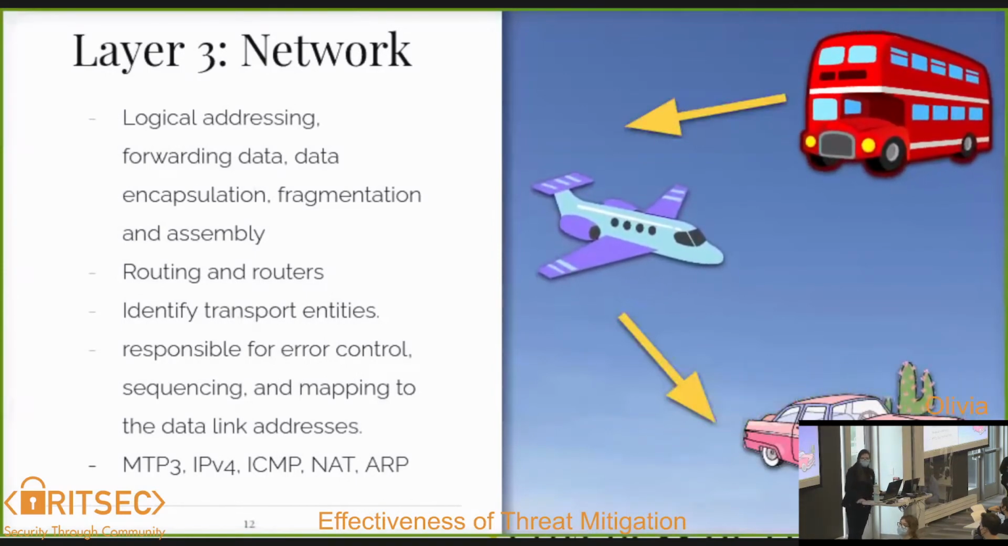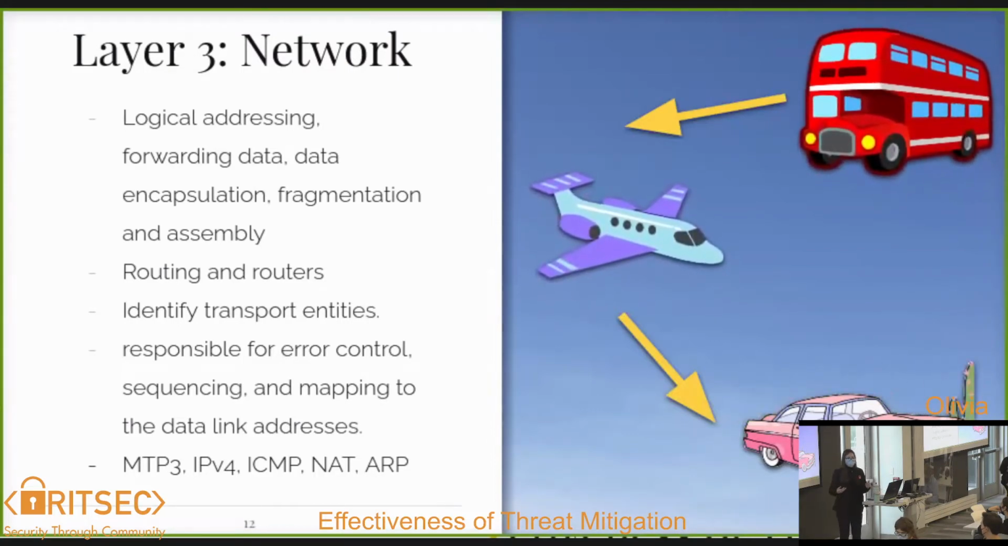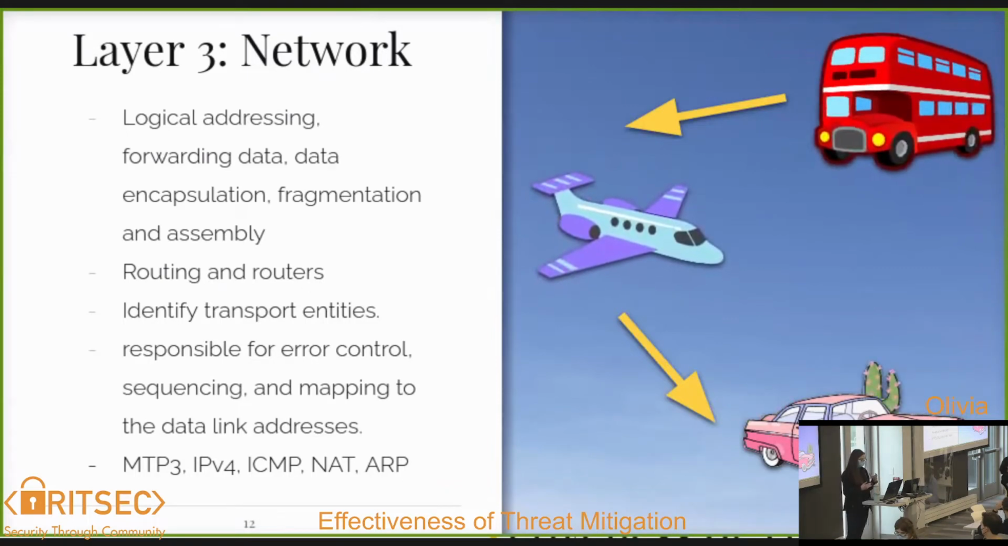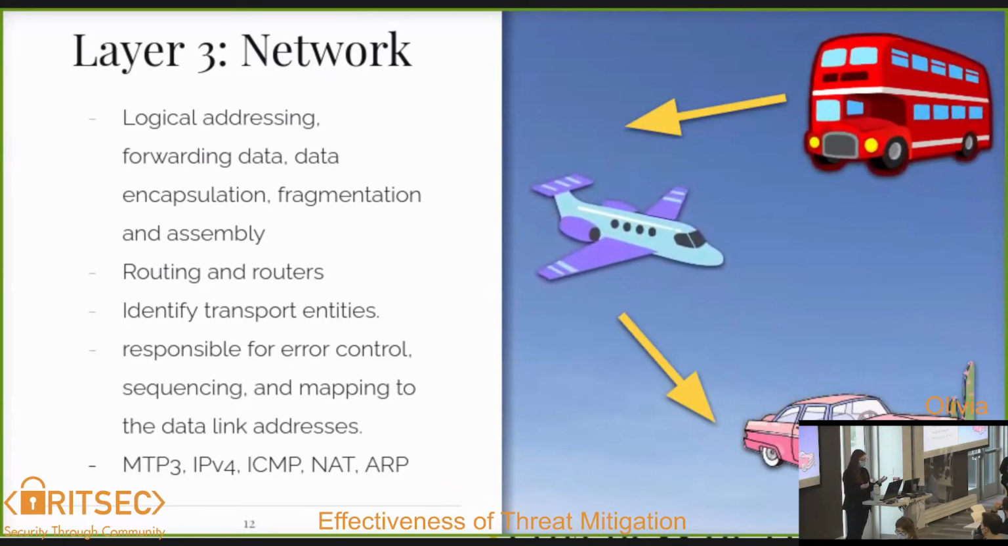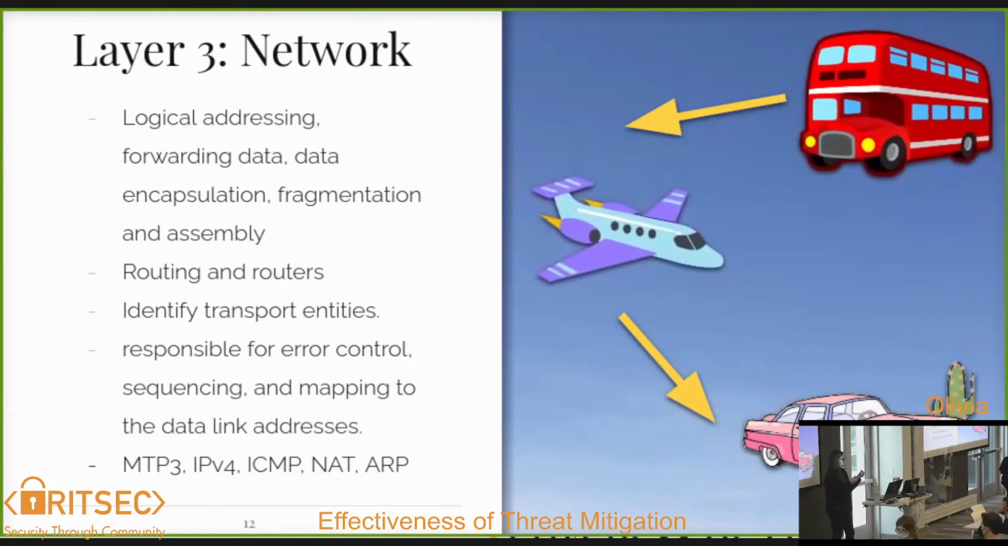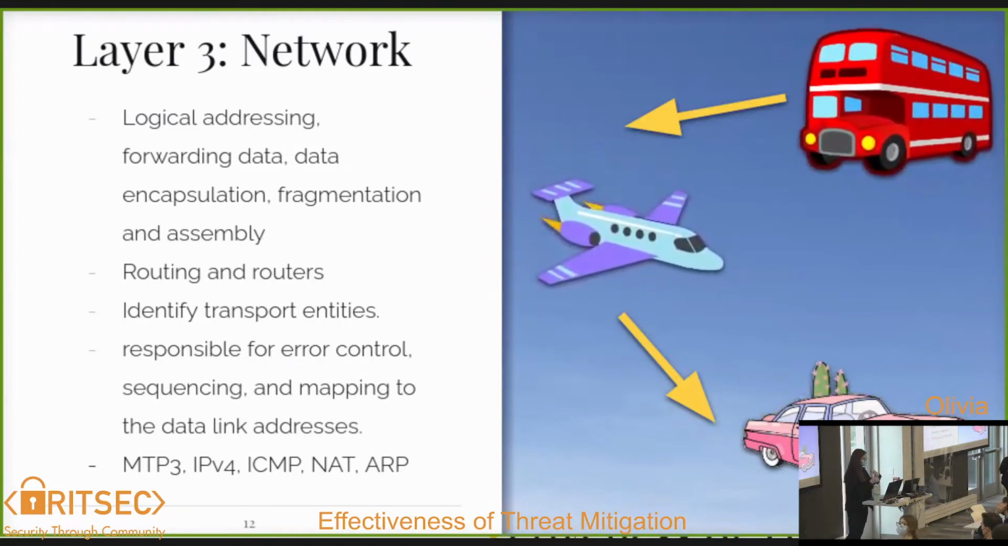All right, next we have the network layer. Layer 3 deals with logical addressing and forwarding data. So this is things like error control, sequencing, all the really tiny small steps that the data needs to do, like where it needs to go in order to be transported.